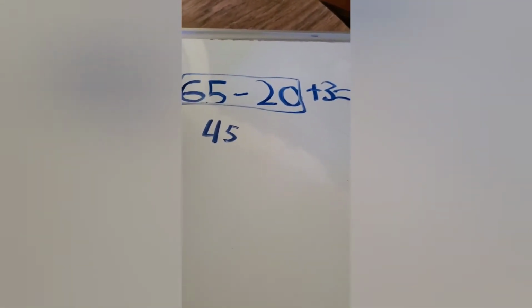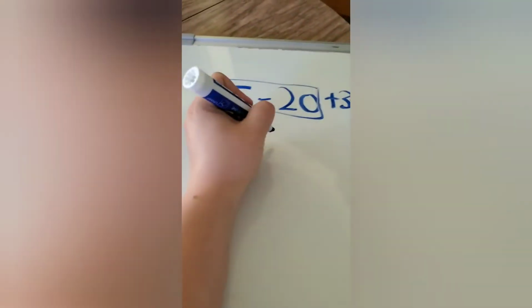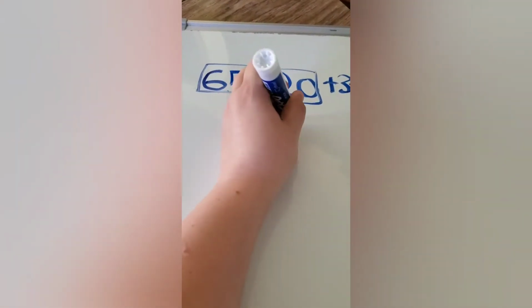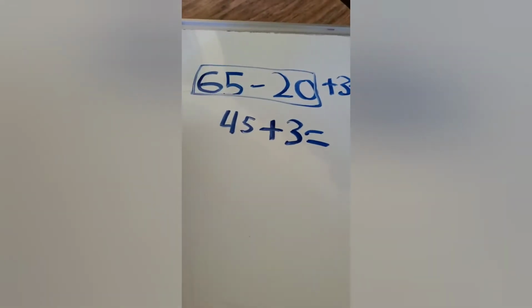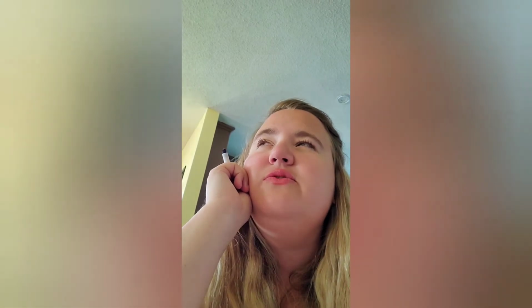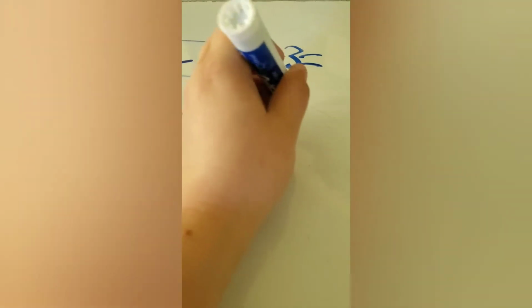All right, so now we take the second part of our number sentence down and write it down here. 45 plus 3 equals. So if I solve this mentally, 45, 46, 47, 48. The answer is 48.